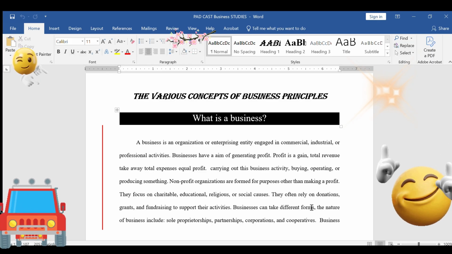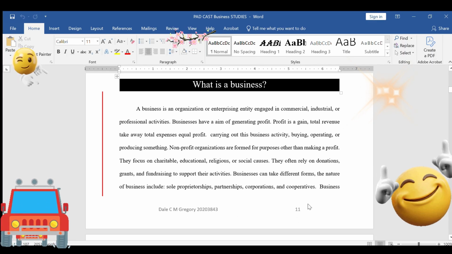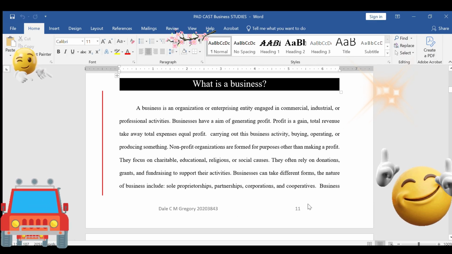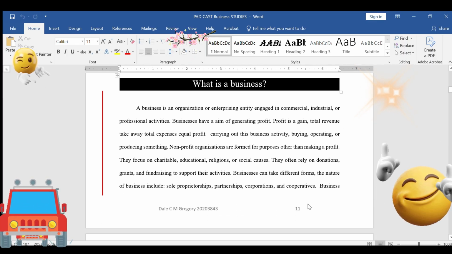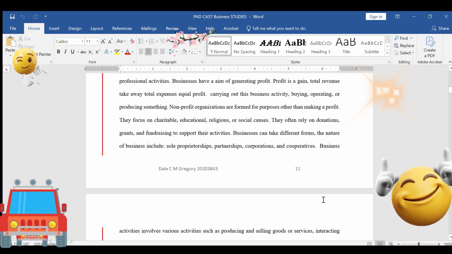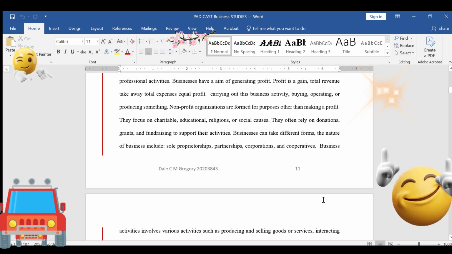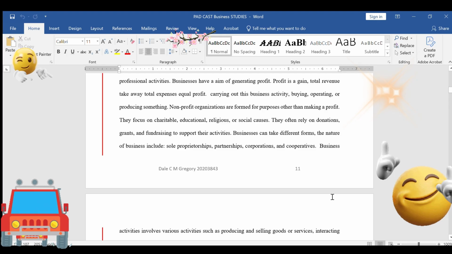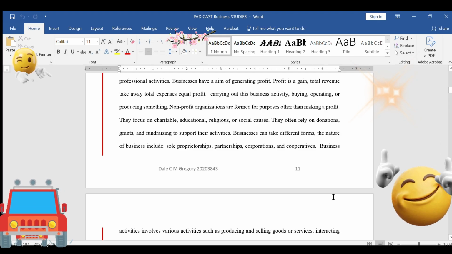Non-business organizations are formed for purposes other than making a profit. They focus on charity, educational, religion, or social causes. They often rely on donations. Businesses can take different forms. The nature of business include sole proprietorship, partnership, corporation.